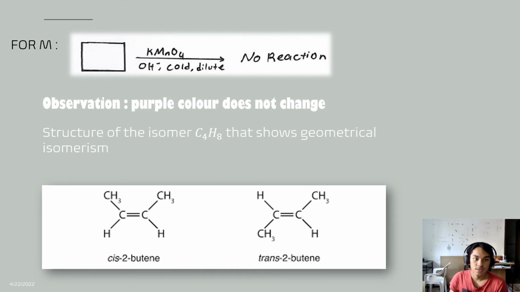For M, which is cyclobutane, when cyclobutane reacts with potassium permanganate, there will be no reaction because cyclobutane is an alkane and it is a saturated compound. The observation is that the purple color does not change. And for the last one, the structures of the isomers of C4H8 that show geometrical isomerism are cis-2-butene and trans-2-butene.